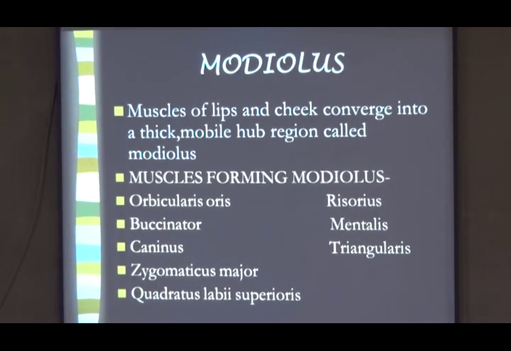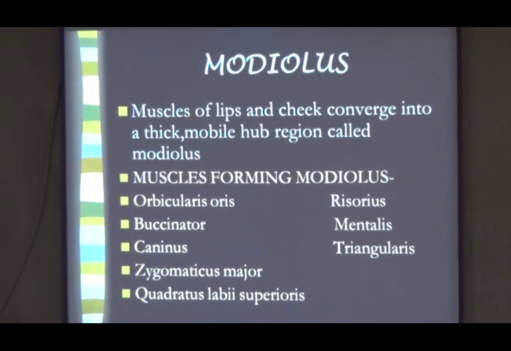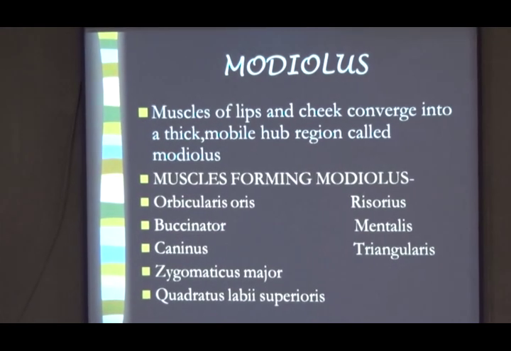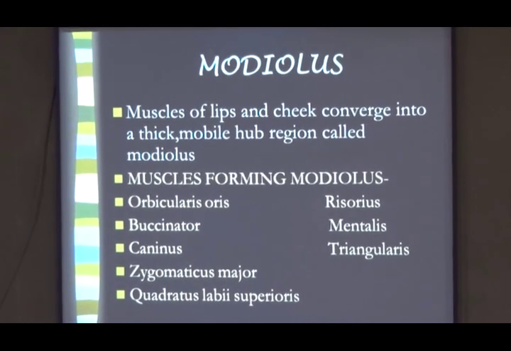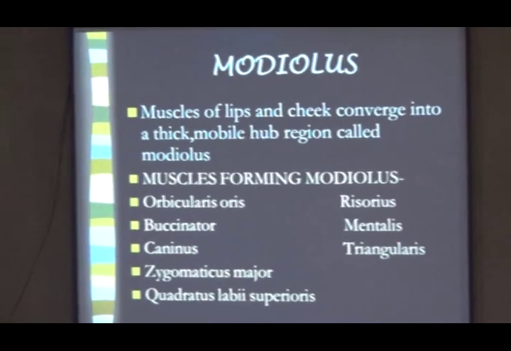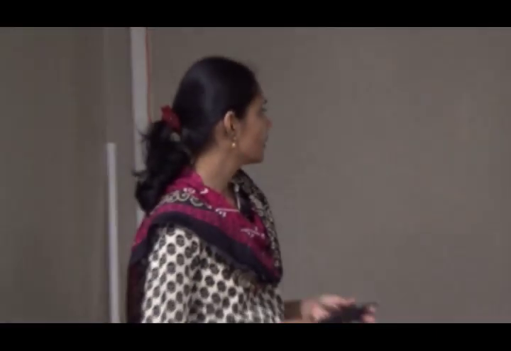The 8 muscles are orbicularis oris, buccinator, caninus, zygomaticus major, quadratus labii superioris, risorius, mentalis and triangularis. These things are a little extra for your theory and can be asked also. Caninus is levator anguli oris, triangularis is depressor anguli oris, the other names. Why is this modulus important? This is a confluence of 8 muscles, so when it contracts, whenever you are border molding or giving a denture, you should allow space for contraction of this modulus.